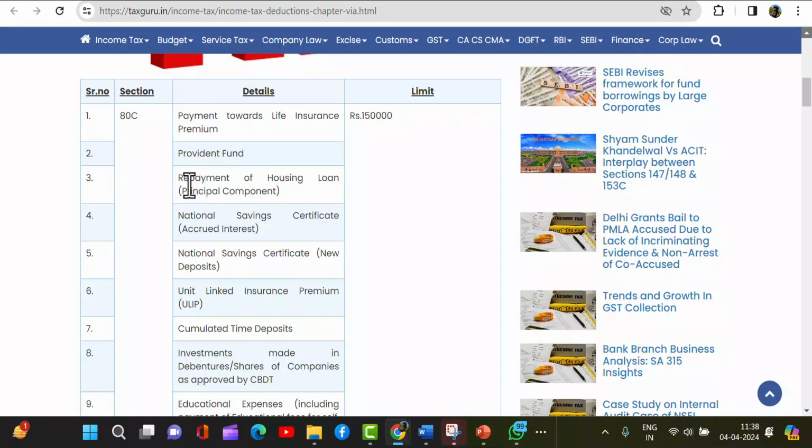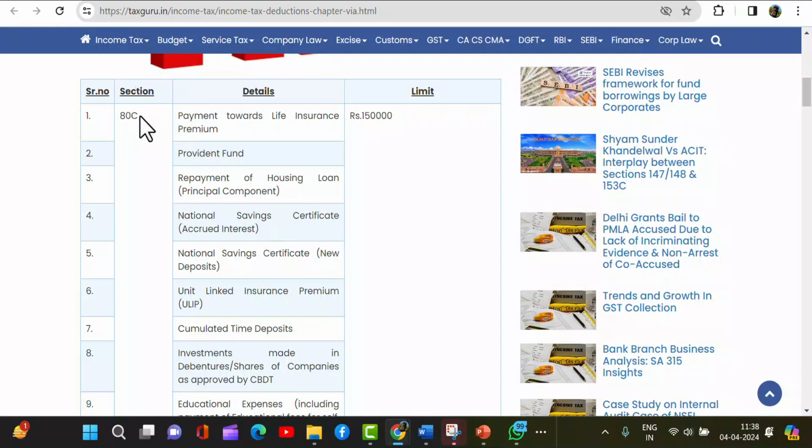If you have taken a loan of, say, 10 lakh rupees and you're paying 50,000 rupees as loan repayment, that will be counted under the limit of 1,50,000. So all these schemes are eligible. You can even buy National Savings Certificates. You might have seen Provident Fund and National Savings Certificates used to save taxes. This comes under 80C.